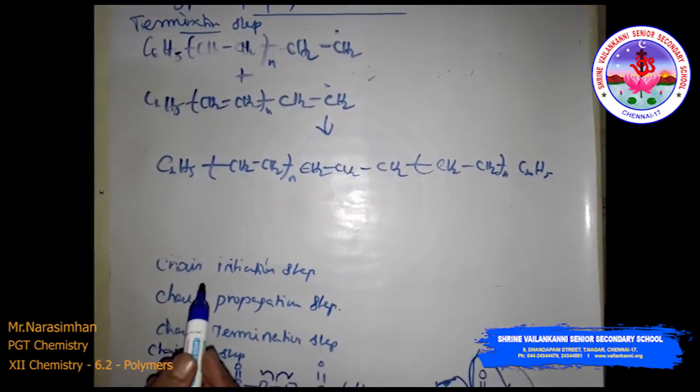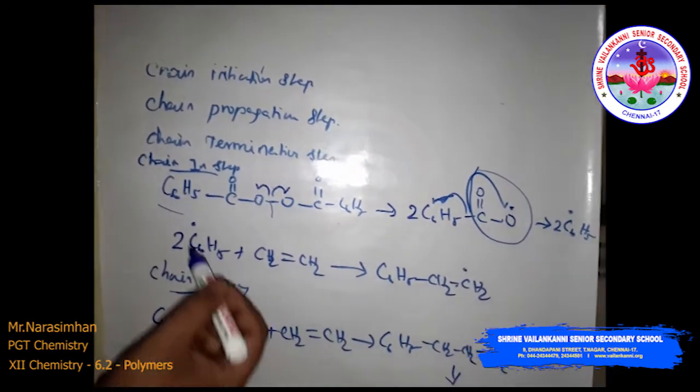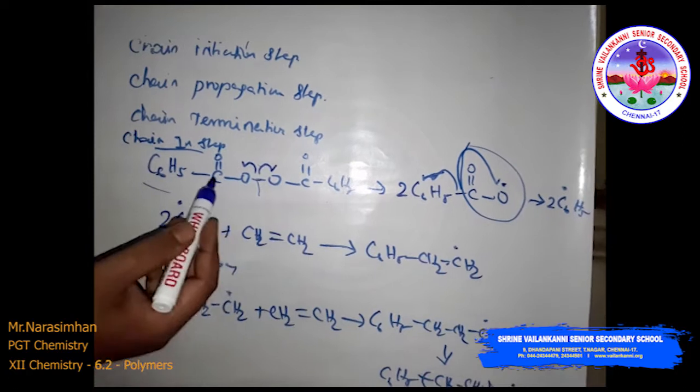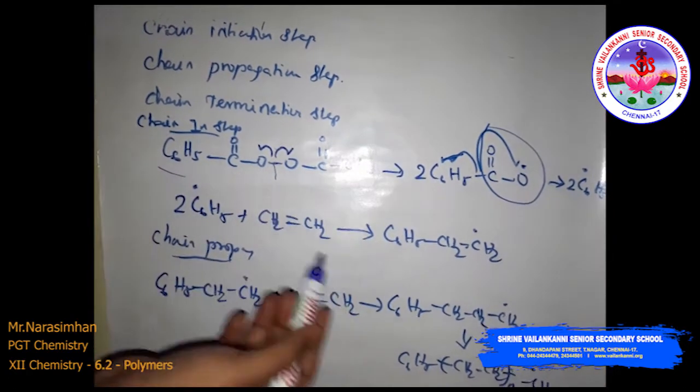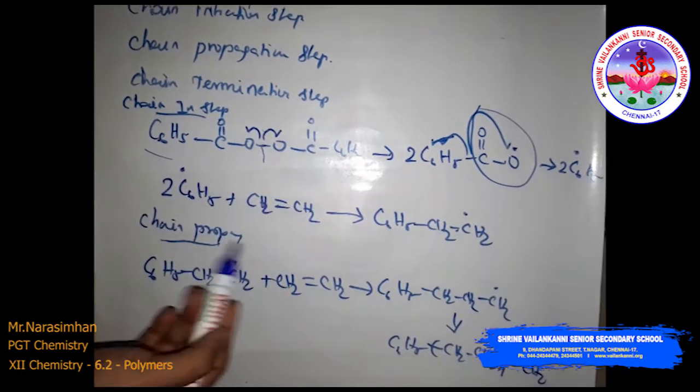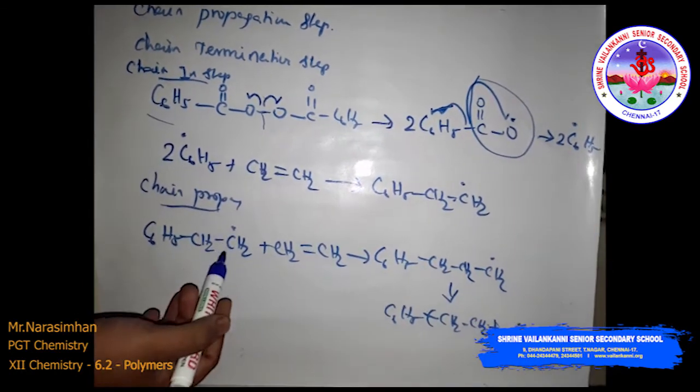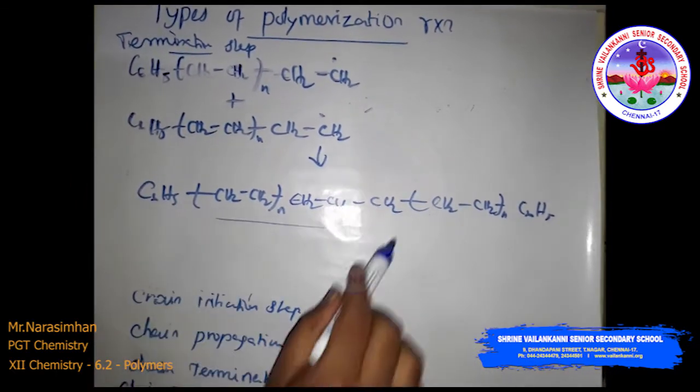Termination step. Okay, student. The free radical mechanism involves three steps. First is chain initiation. That is the first step. The initiator is like benzoyl peroxide, butyl peroxide, tertiary butyl peroxide. This is the initiator, like I said, a catalyst. Then chain propagation step. Then chain termination step. In that chain termination step you will be getting the product.